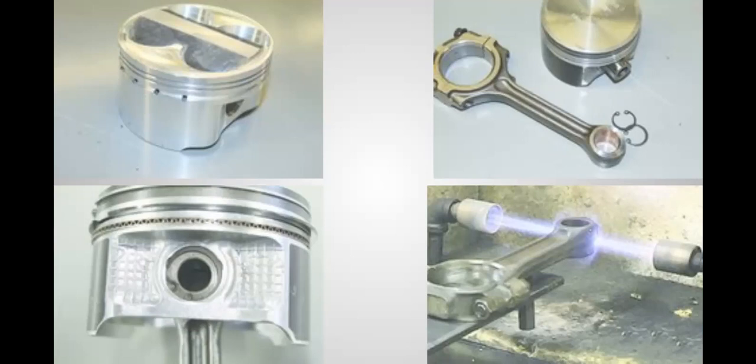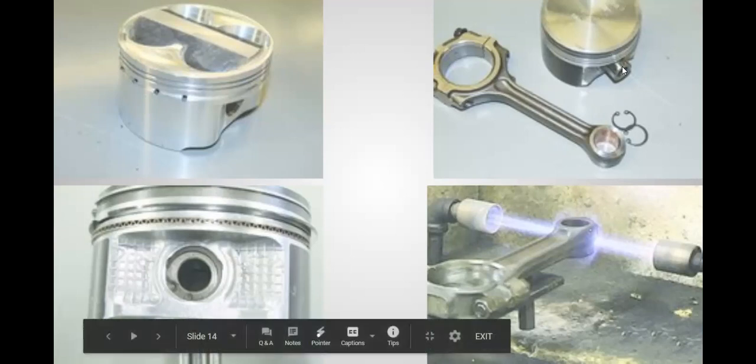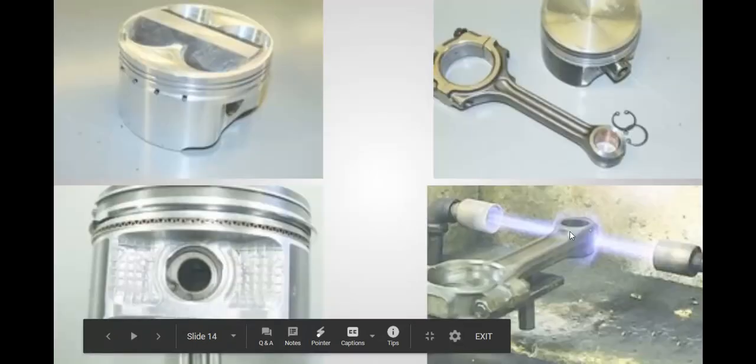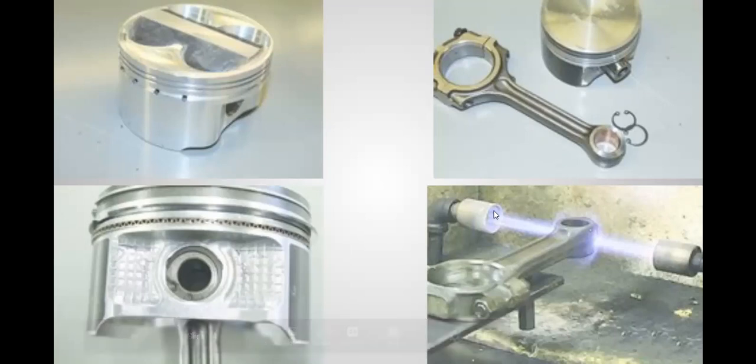There's a couple of different styles where you can have a floating wrist pin, which is this style, where you should be able to push it in and out by hand. But then we have a pressed fit one that requires a heater to install that wrist pin. And then this is an image of a wrist pin, connecting rod, and piston all assembled, and that's what it looks like.